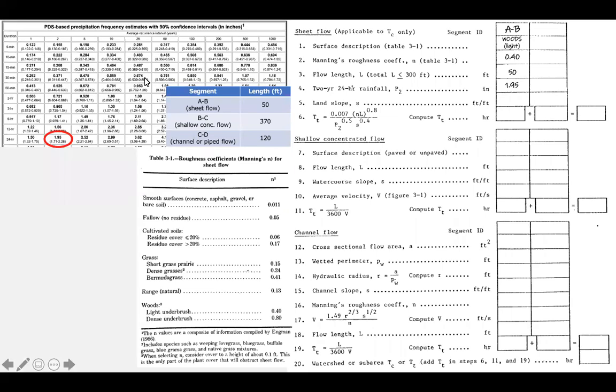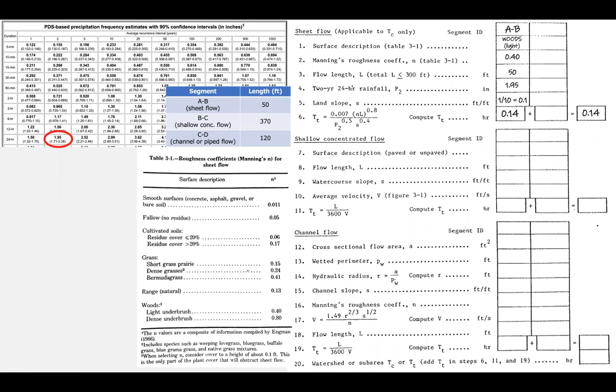If we look up the precipitation amount for a 2-year storm with a 24-hour duration in this particular part of San Diego, we find that it's equal to 1.95 inches. So that's our value of P2, 1.95 inches. Let's assume that the land slope is 1 foot drop for every 10 feet, which is 0.1. And now by plugging all those values into the equation in step 6 here, we can find that T sub T is equal to 0.14 hours.